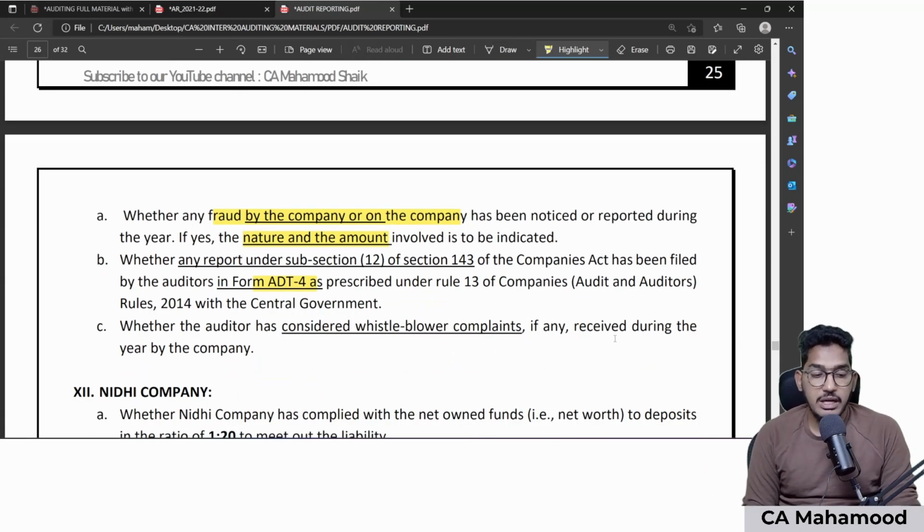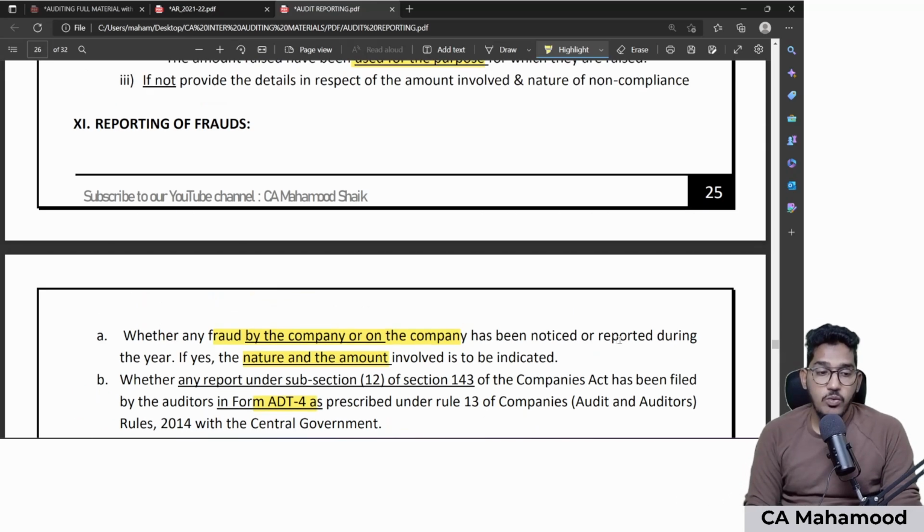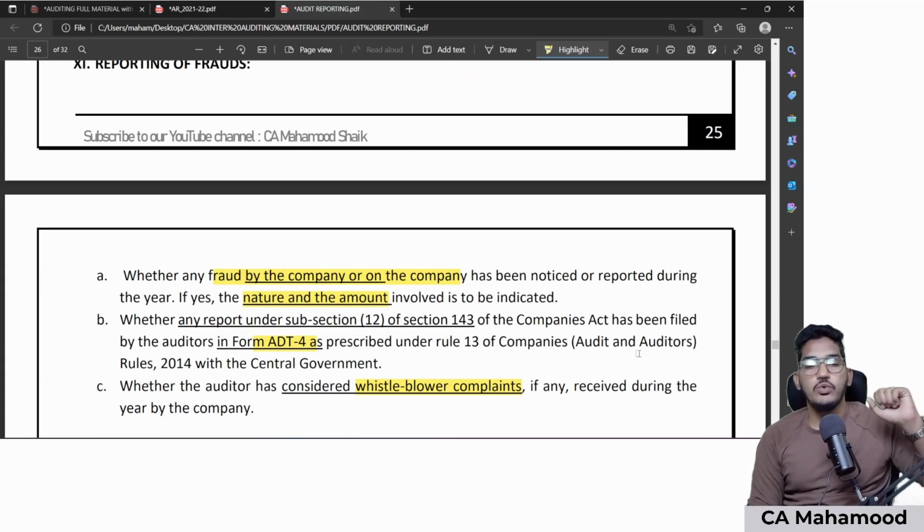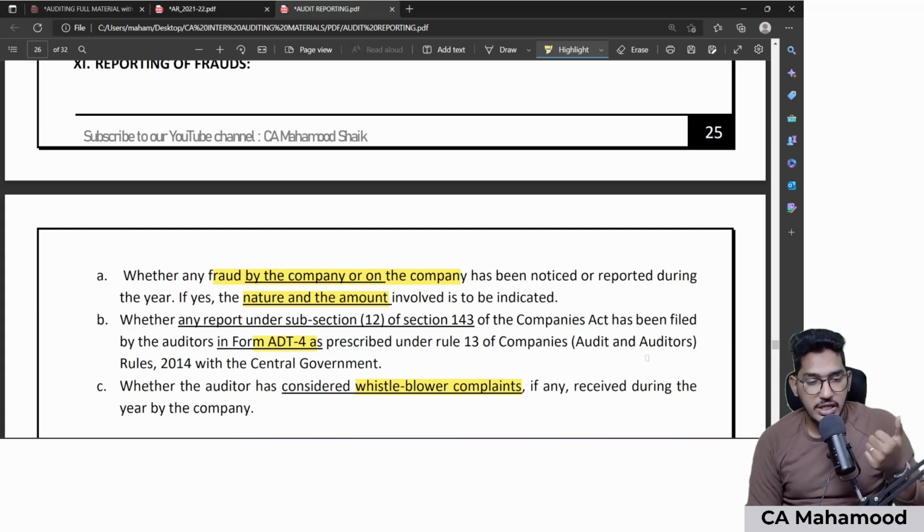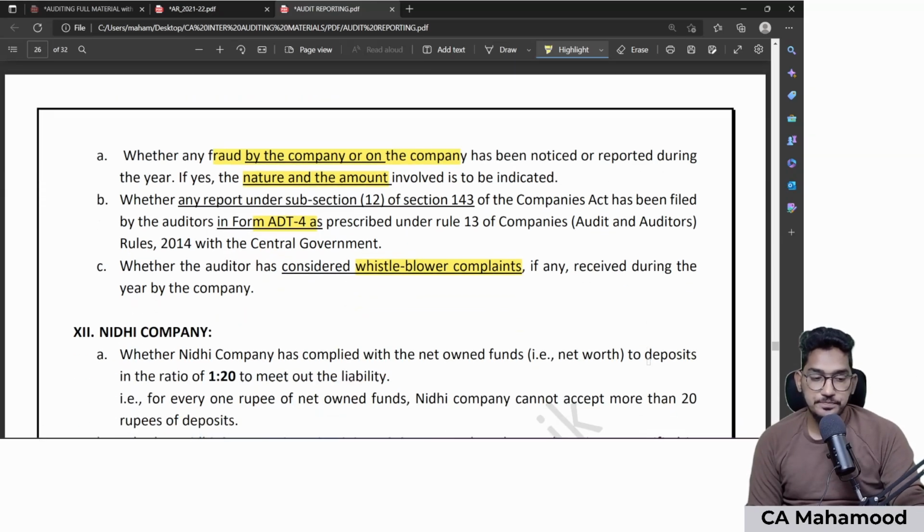Similarly, I also need to comment whether, as an auditor, you received any whistleblower complaints during the year, and if any, how you have considered them. As an auditor, did you receive any whistleblower complaints and how did you deal with them? So, 3 points regarding frauds. What are they? Number 1, whether you noticed or reported any fraud; if yes, the nature and amount involved. Number 2, whether any of the auditors submitted form ADT-4. Number 3, as an auditor, did you consider any whistleblower complaints received during the year?